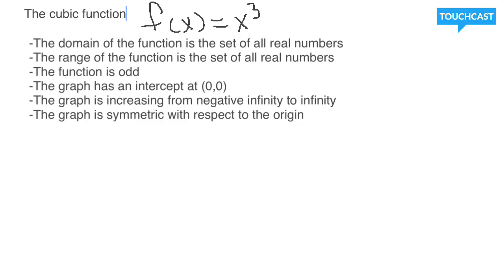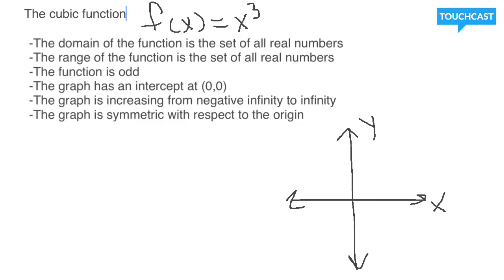A rough sketch of the cubic function, after we put in our x and our y-axis, will look roughly like this, where we have our intercept at 0, 0, and we are increasing all the way from negative infinity to positive infinity.